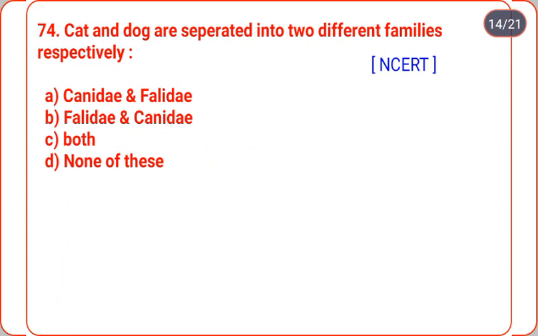Okay, next, question number 74: cat and dog are separated into two different families respectively. Option A, Canidae and Felidae; option B, Felidae and Canidae; option C, both; option D, none of these. I repeat, cat and dog are separated into two different families respectively.